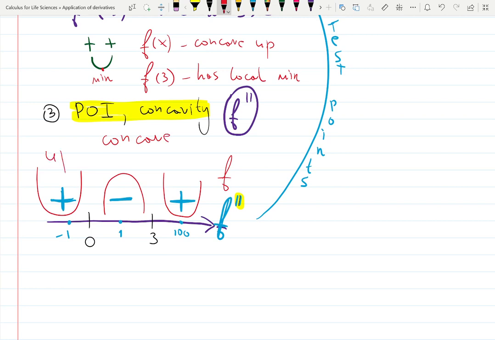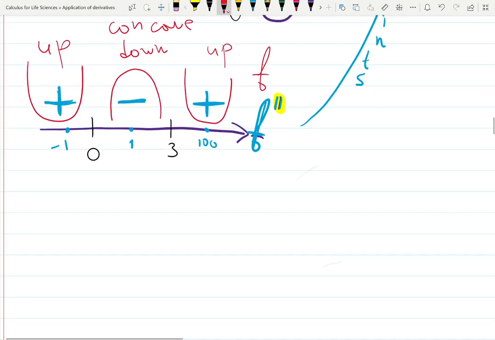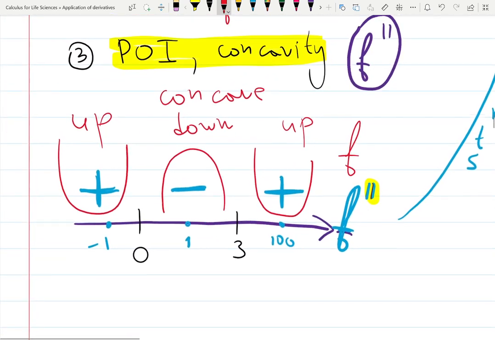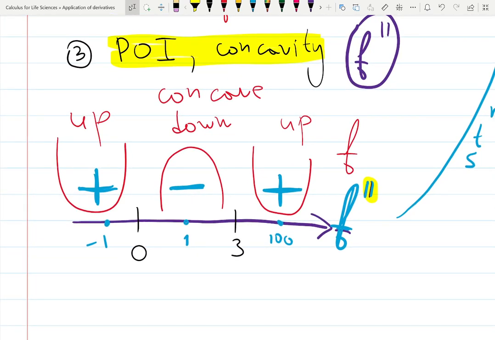Concave up, down, up, like so. That is the original function. The second derivative test shows me the concavity of the original function.